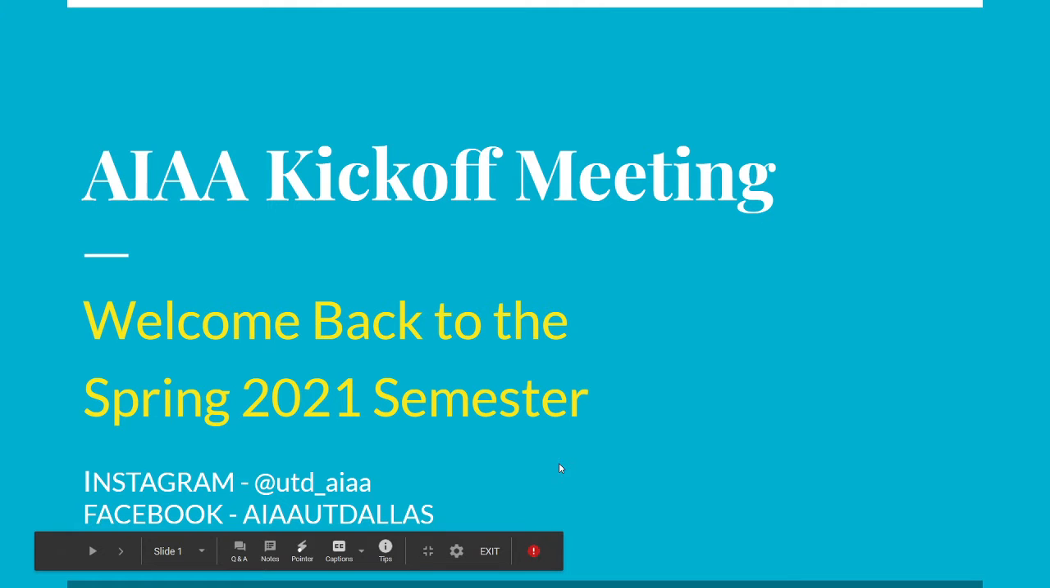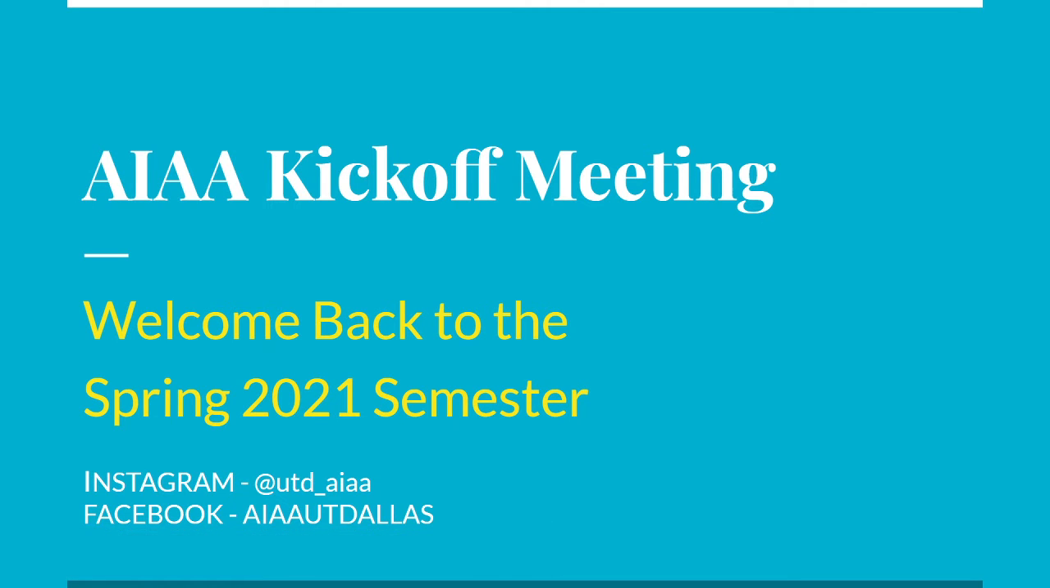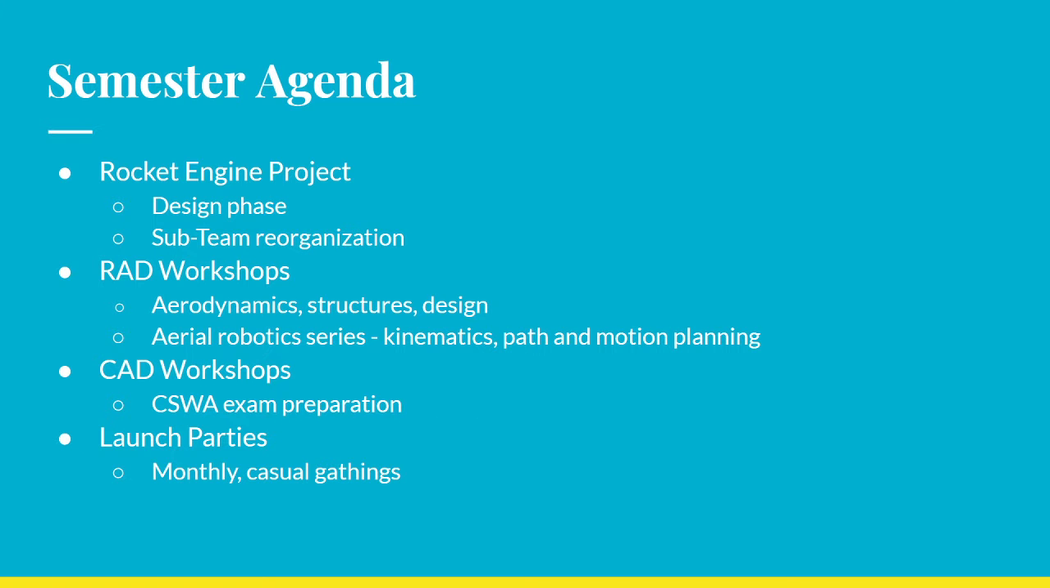First, just a quick overview of what we're going to be going over. This meeting is not going to be too long. We're going to try to keep it around 30 to 45 minutes. I don't know, but it's probably going to be less than an hour. Just a quick overview of what we're going to be talking about: the general outline of the semester.